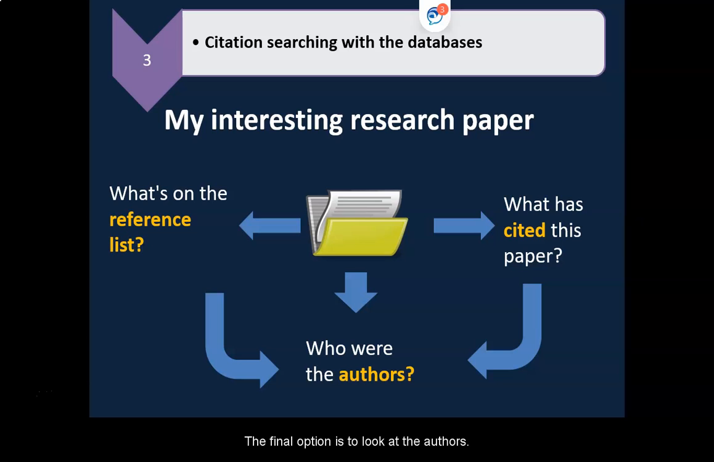The final option is to look at the authors. Who's written the article that you're interested in? Have they written any other articles? And are these on a related topic? Incremental or citation searching is a well-recognised academic research method that will allow you to quickly and easily find related material for your topic. It's well worth trying, especially if you're struggling to find relevant information.